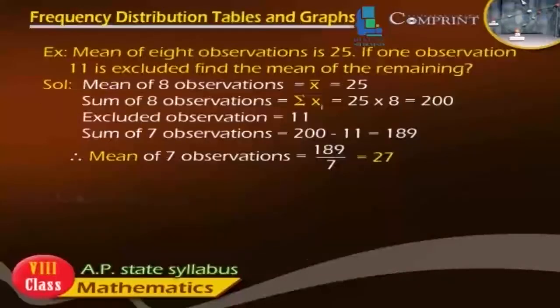Example. Mean of 8 observations is 25. If one observation, 11, is excluded, find the mean of the remaining. Solution. Mean of 8 observations x bar equals 25. Sum of 8 observations, sigma xi, equals 25 into 8 equals 200. Excluded observation equals 11. Sum of 7 observations equals 200 minus 11 equals 189. Therefore, mean of 7 observations equals 189 by 7 equals 27.